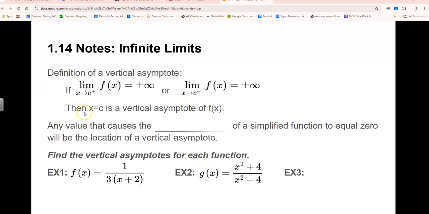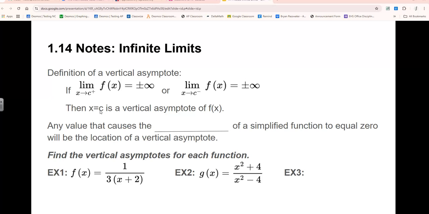Alright, so today we're talking about problems where the answer is positive or negative infinity. This is going to happen at vertical asymptotes. Your vertical asymptote definition is that if the limit as x approaches c from the right of f of x equals positive or negative infinity, or the limit as x approaches c from the left of f of x equals positive or negative infinity, then x equals c is a vertical asymptote of f of x.